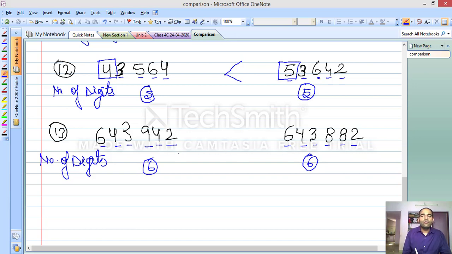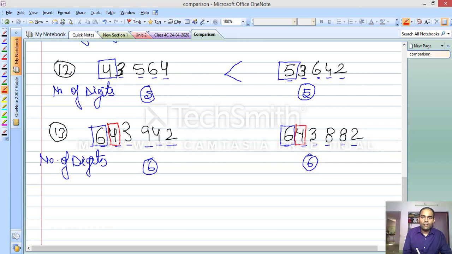Now what is the second step? We have to compare the digits. From the left hand side we will compare this number, 6. Here is 6. Here is also 6. Now we will compare the next one. Here is 4. The second place is also 4, same.